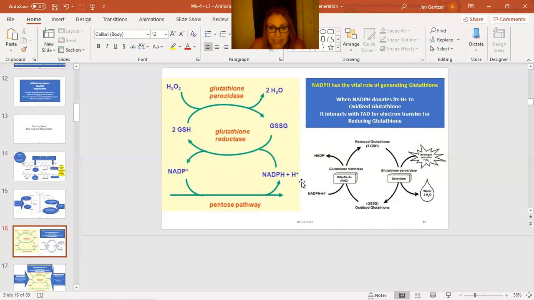So NADPH donated its hydrogen atom to glutathione, and it regenerated reduced glutathione, which can now participate in another antioxidant reaction, while the NADPH got oxidized. So now NADP plus is what's left, and now that's going to go react in another redox reaction and reform the reduced agent. So the other key point is that this pass off of NADPH interacting with the oxidized FAD is going to be a very common physiological reaction.